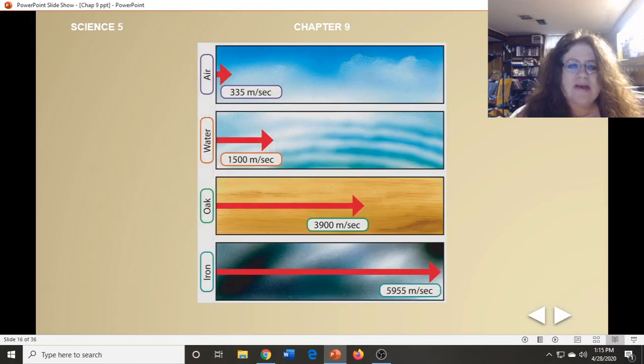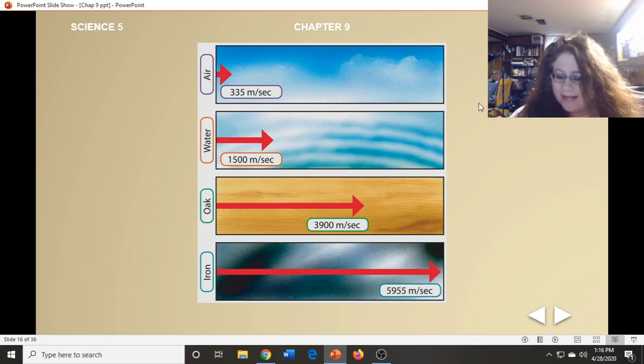All right. So this little graph is in your book as well. It shows you sound travels through the air 335 meters per second. Water, 1,500 meters per second. Oak, like an oak tree trunk, 3,900 meters per second. Iron, 5,955 meters per second. So one thing we can do by looking at this chart is understand that sound travels fastest through solids, slowest through air.